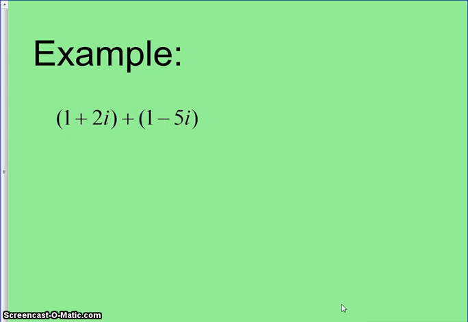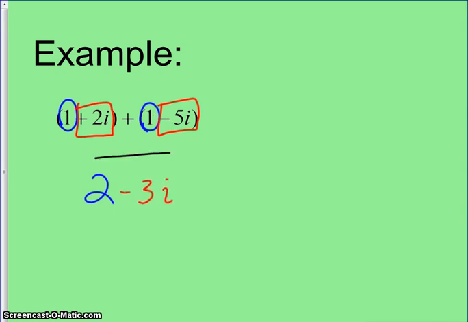Alright, why don't you give this one a shot before we move on to subtraction. So pause and give it a shot. Alright, hopefully you have your answer and you are now unpausing to see how you did. So I'm going to circle the real parts in blue and box in the imaginary parts in red. So 1 plus 1 is 2. And positive 2i plus -5i is -3i. And 2 minus 3i is my answer.